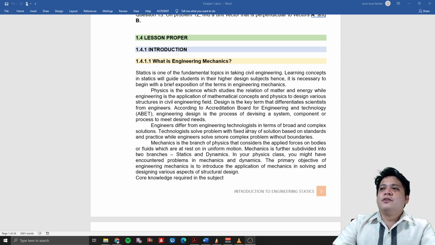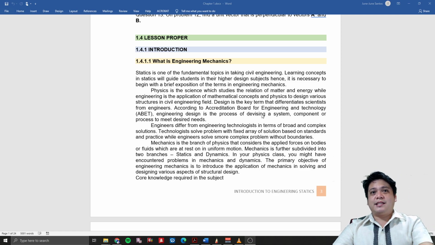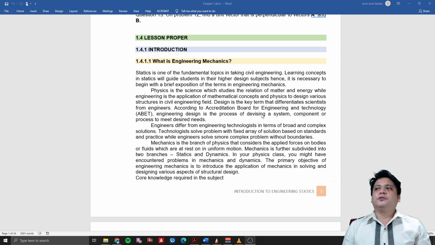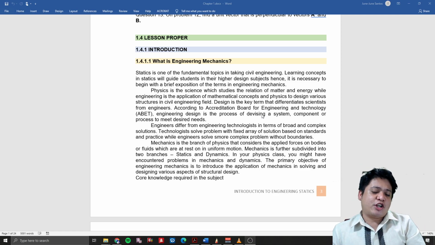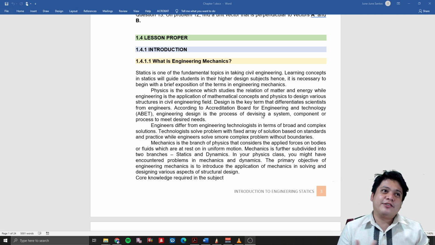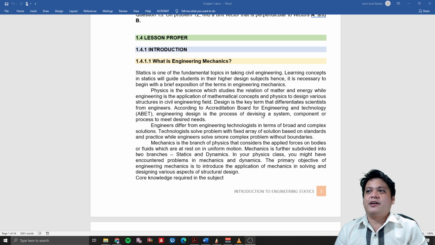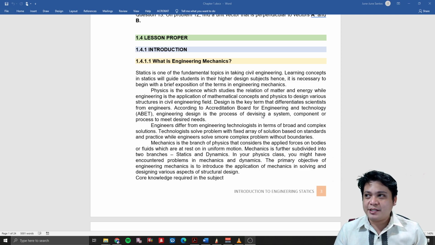Okay, so design is the key term that differentiates scientists from engineers, no? The scientist has the knowledge, but the one who applies that knowledge in the real world is the engineer. Engineering design is the process of devising a system, component, and process to meet desired needs.